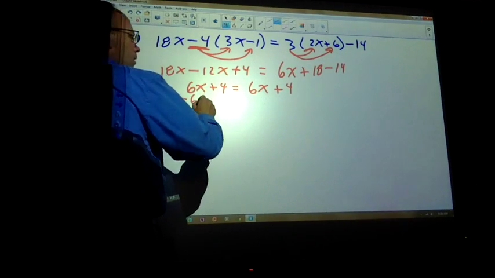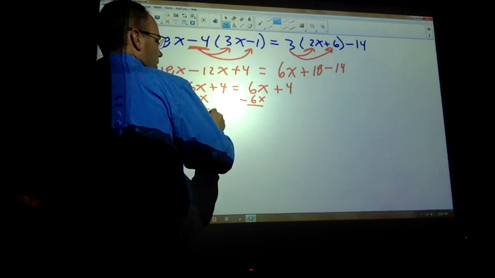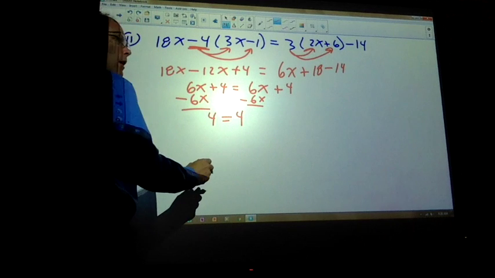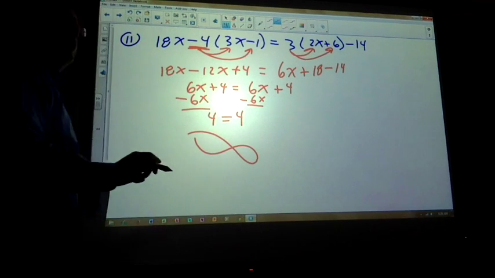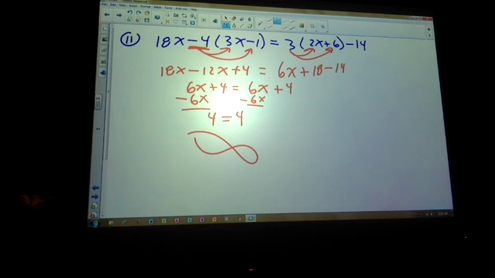Infinite solution. What is it? Oh yeah, infinite. 4 is equal to 4. That's true, right? True means it's infinite solution. If it came out to 4 equals a different number, it's no solution.